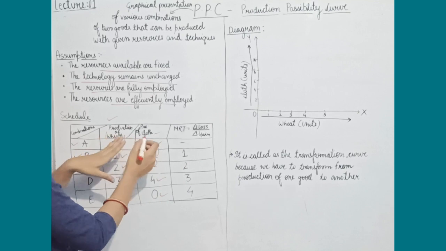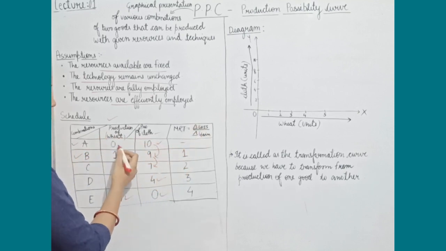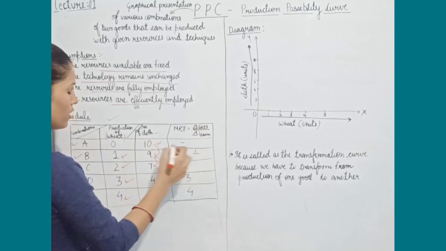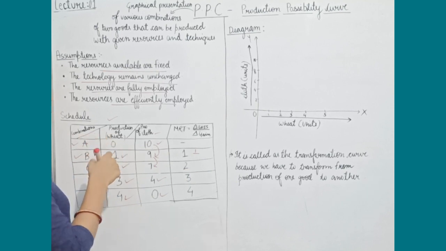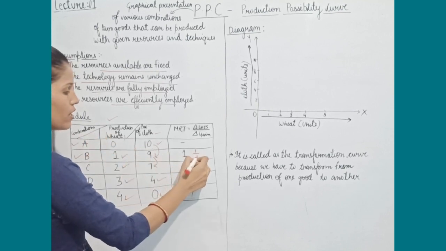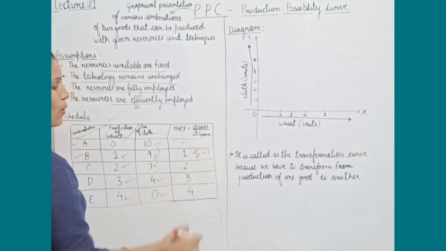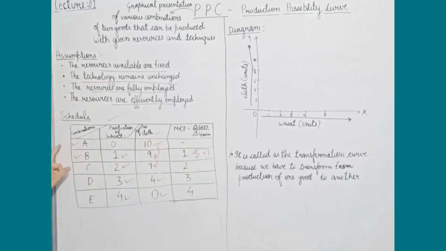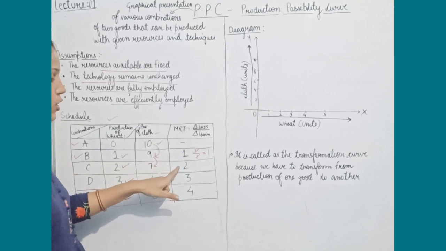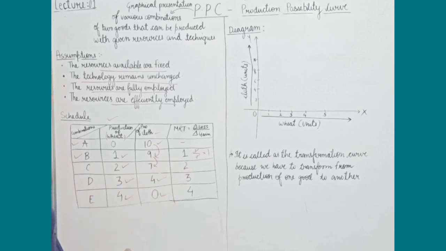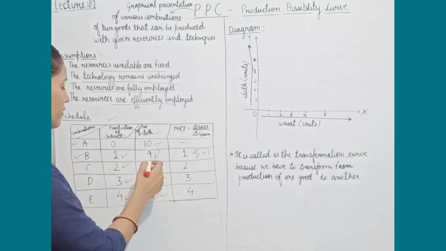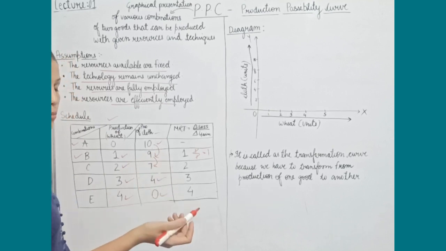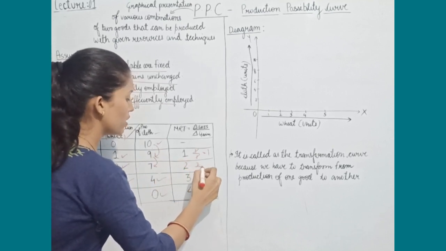Like we have wheat and cloth. How much loss is there? 1, upon how much we have gained? We have gained only 1. So we cancel the 1s, and we have 1 unit as the MRT in the first combination. And in the second combination we have 2 units. Now how did that come? Like we have 9 to 7. How much have we reduced? 2, and the gain is 1.